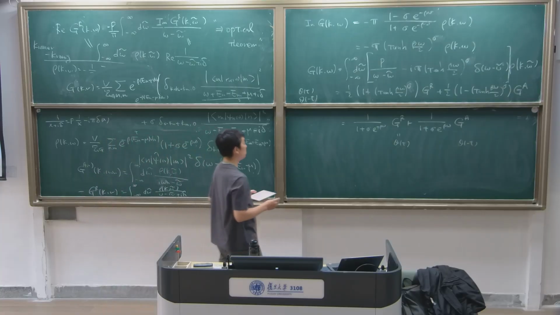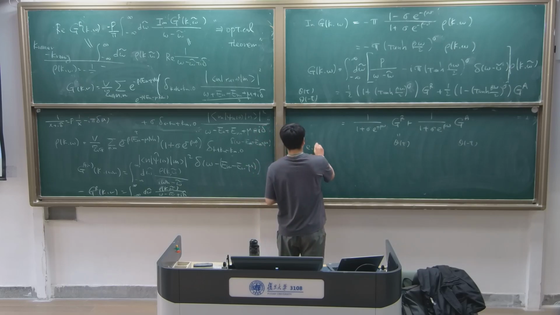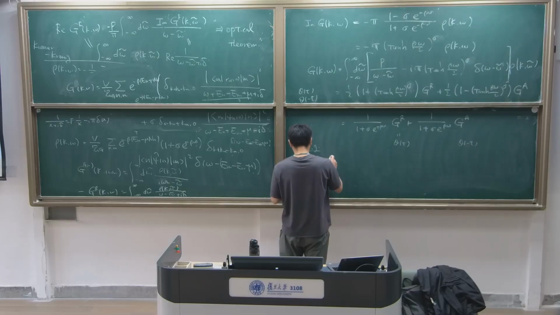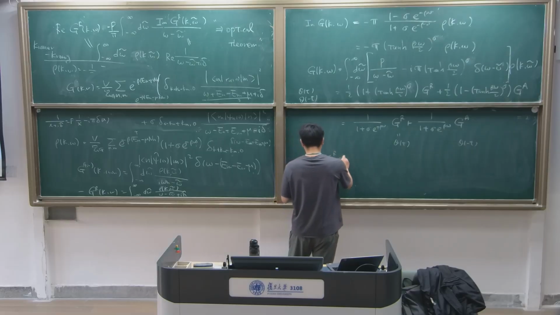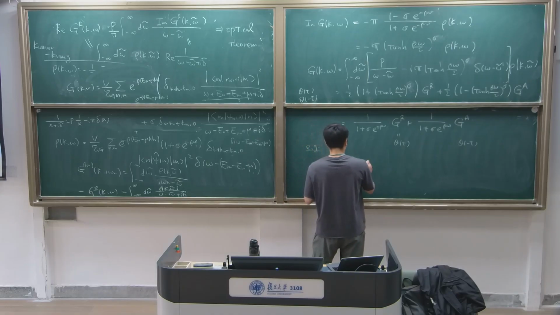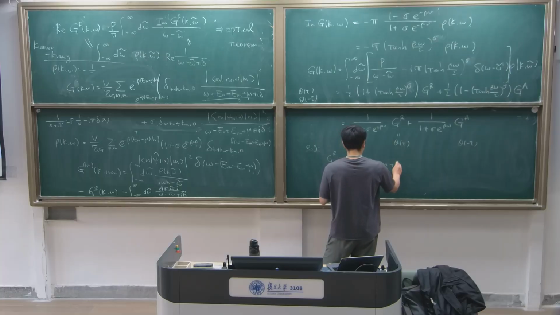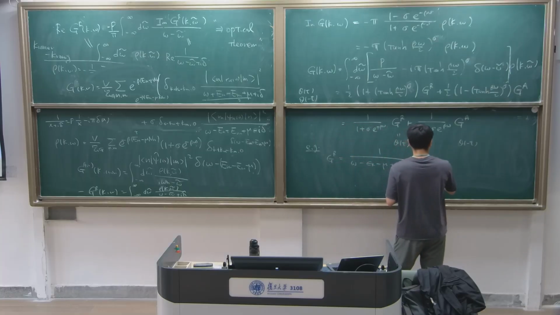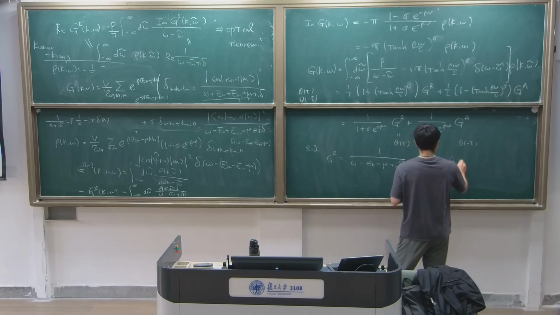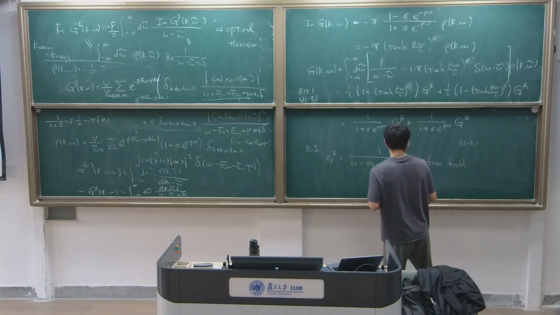Okay, so the example. G retarded is omega minus eta. It's a free field. So this is a free field, no interaction.